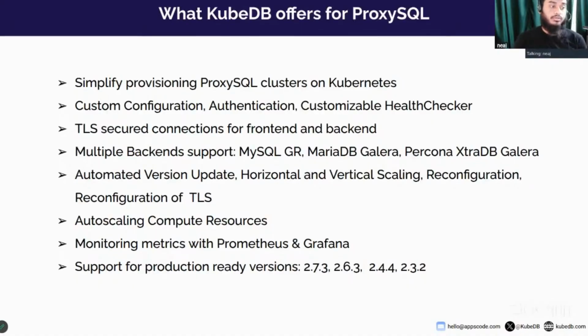For different operations, we call it an ops request. You can do automated version update, horizontal and vertical scaling, reconfiguration, and reconfiguration of TLS in the same way, by applying a simple YAML mentioning the type of operation and the ProxySQL name. For reconfiguration, you can provide a secret or the new configurations. It also has autoscaling support for compute resources like CPU. KubeDB also has monitoring support for ProxySQL using Prometheus and Grafana. And we support production-ready versions like 2.7.3 and 3.0.3.